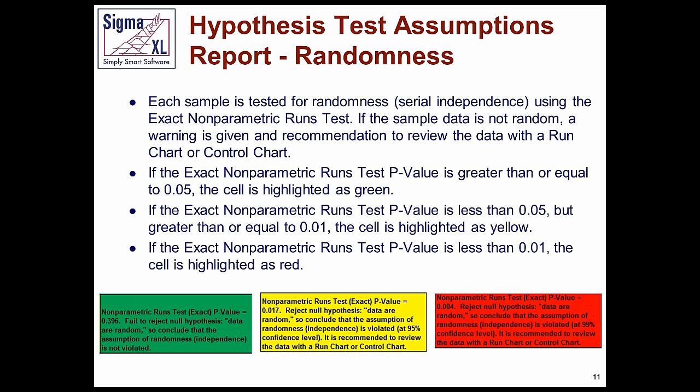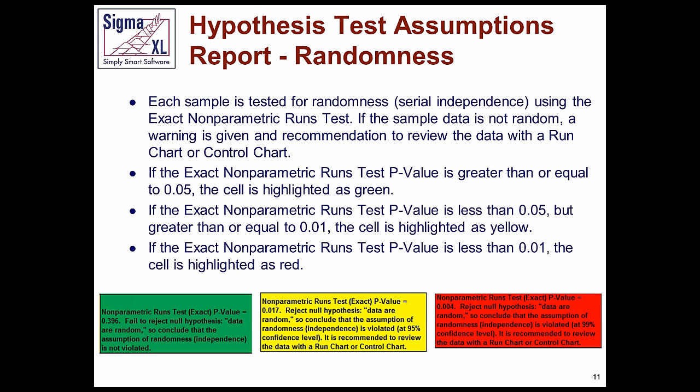Another test that is included is the test for randomness, serial independence, and that's the non-parametric runs test. If the p-value is greater than 0.05, we're good. We conclude that the data are random. If the p-value is less than 0.05, we highlight that in yellow. If the non-parametric runs test p-value is less than 0.01, we highlight that in red. So at the 95% confidence, we're calling that yellow, and at the 99% confidence, we're calling that red. There you would look for a trend.